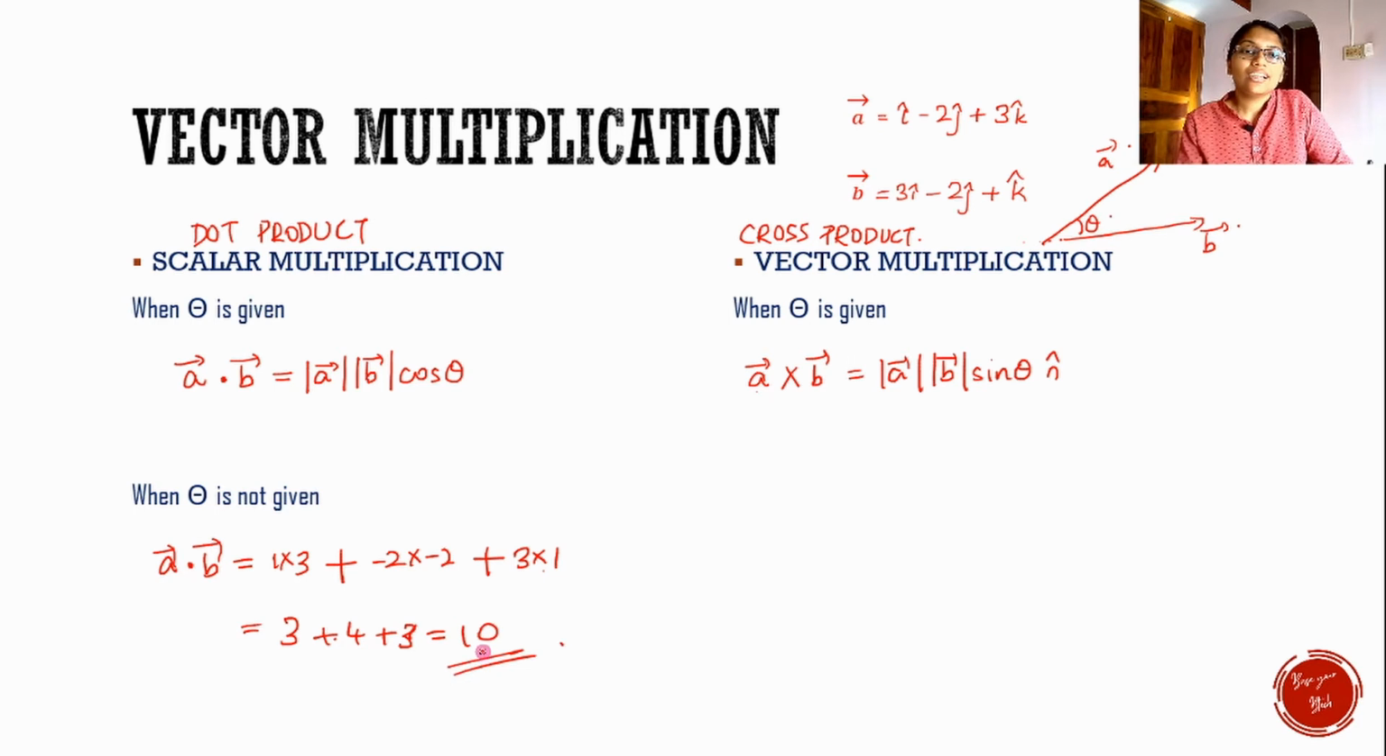So, 10. See, you can see it is a simple scalar number, isn't it? It is a simple number which indicates that it is a scalar product.